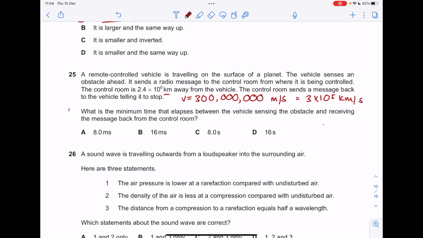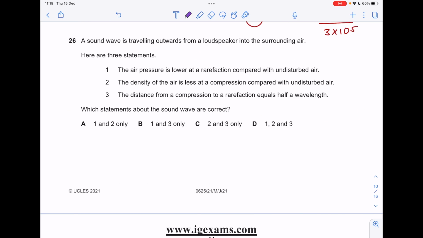Our distance is double this number just because it goes there and then comes back again. And then time, remember, is given by distance divided by speed, which actually equals 16 seconds. A sound wave is travelling outwards from a loudspeaker into the surrounding air.